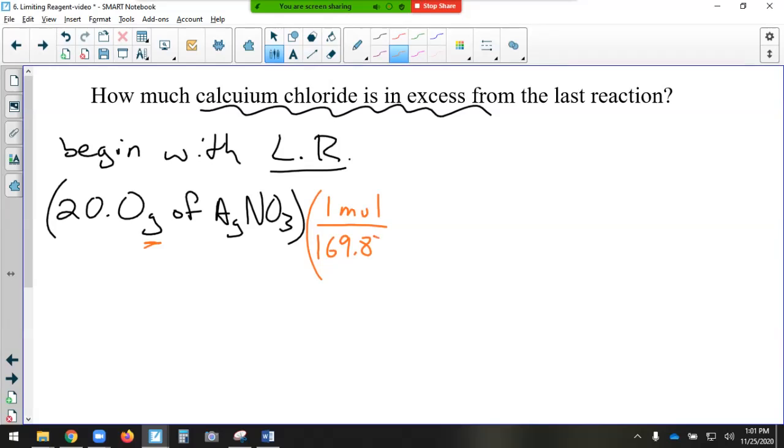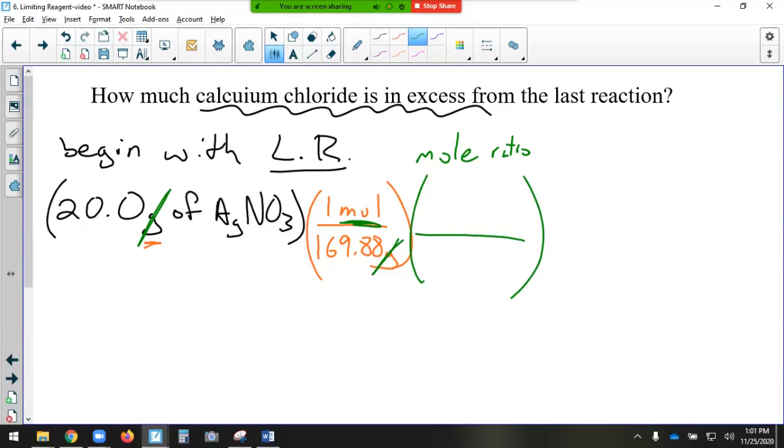You end up doing a lot of the same work over and over again in these types of problems. There are shortcuts, but I'll let you figure them out on your own. The grams cancel out, so this is the mole conversion, and now we have moles. Then we do the mole ratio. I'll write it above, on a new page: mole ratio. Since we started off with silver nitrate, I know we have 2 moles of silver nitrate according to my balanced chemical equation.